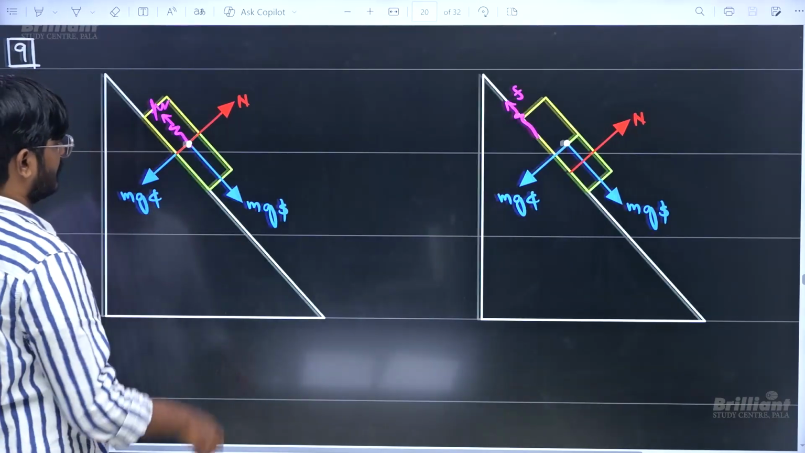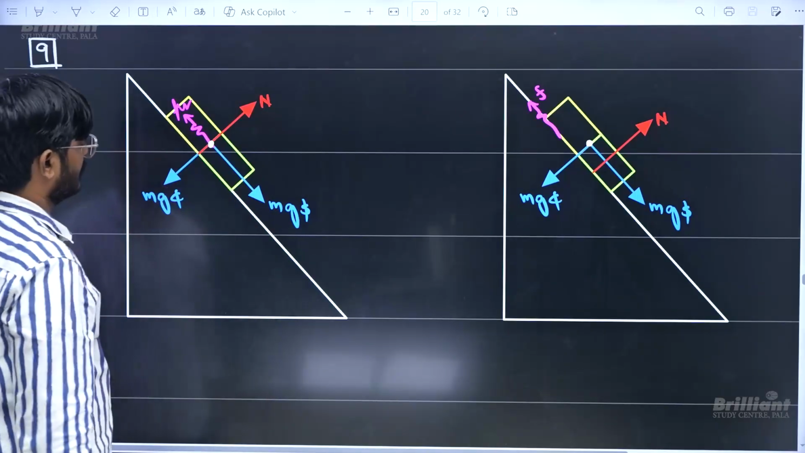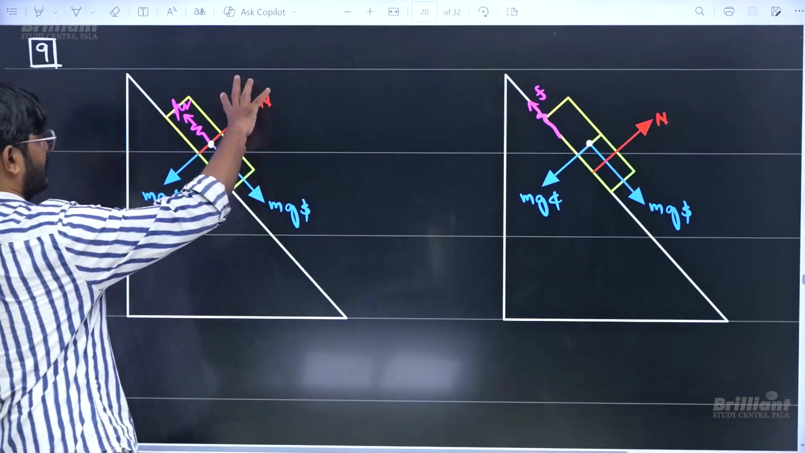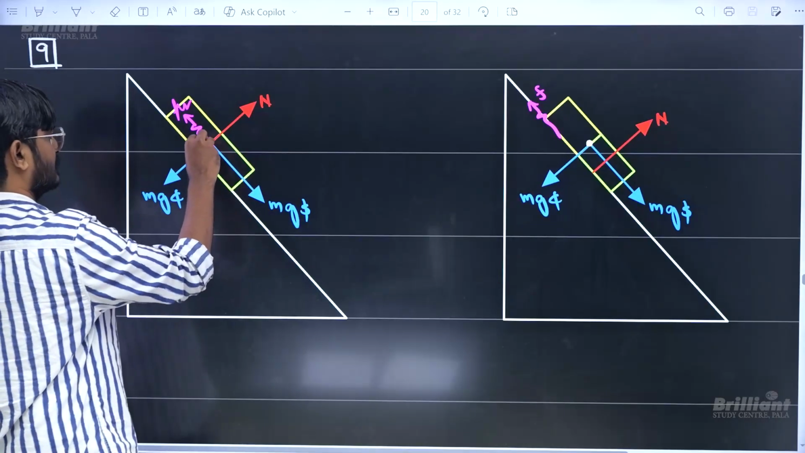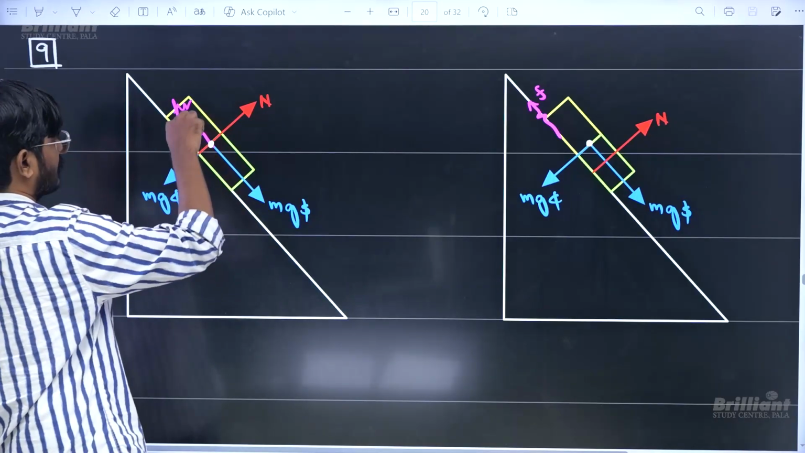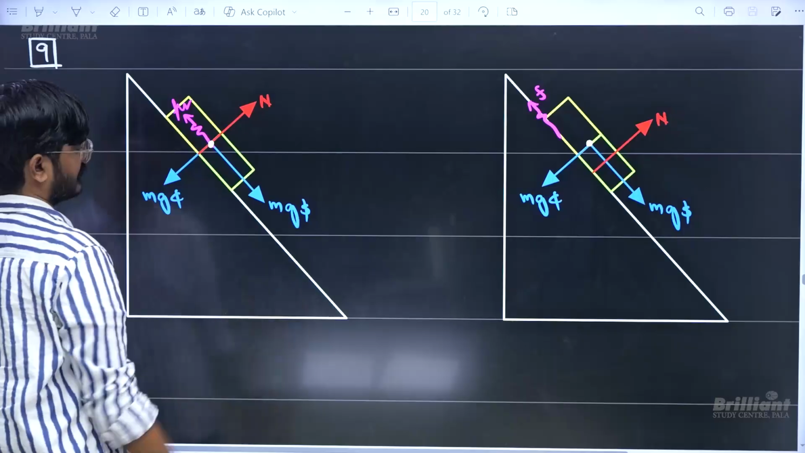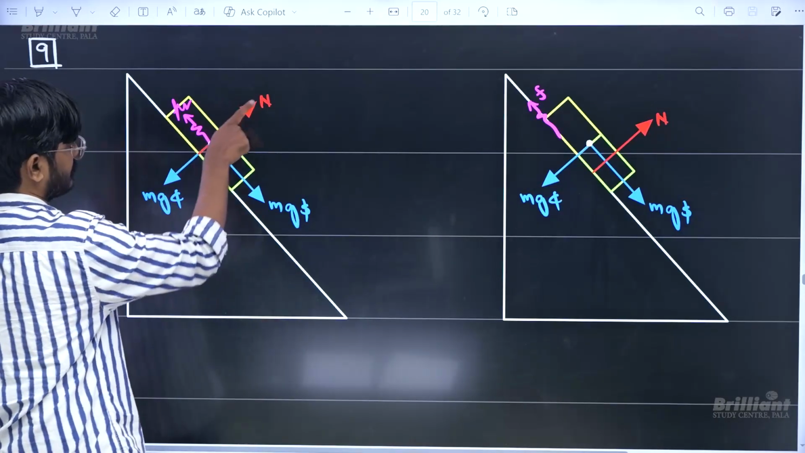there will be mg and normal. So I can resolve mg sin theta, mg cos theta and normal. See, normal I can't decide the direction, but as it is in rotational equilibrium, when I take torque about the center of mass, the torque due to pseudo force also will be passing through the center of mass. Torque due to pseudo force and torque due to mg are 0. So torque due to normal also should be 0. So normal should be passing through this point.